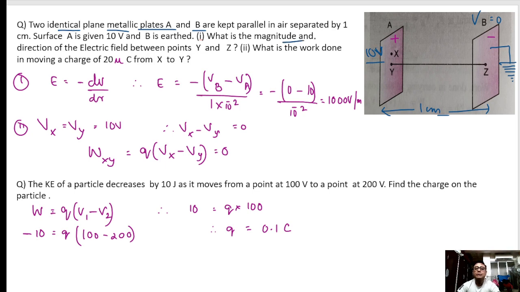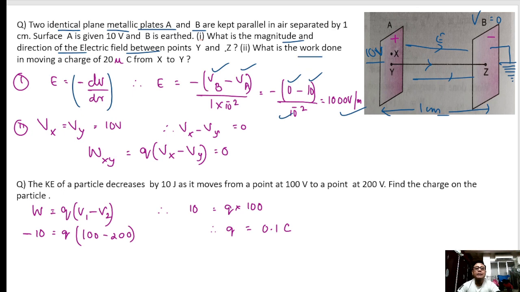What is the magnitude and direction of the electric field? See, the potential decreases, so that is the direction of the electric field. This is the direction of the electric field. The magnitude of the electric field is given as this. So 0 and minus 10, distance given to us, 10,000 volt per meter.